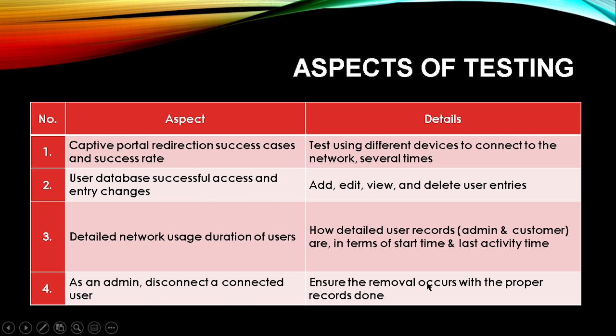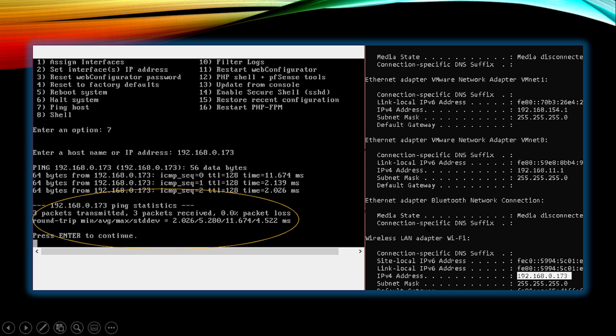To ensure the removal of user occurs with the proper records done, such that when a user is made to disconnect, they surely disconnect, not just in record, but in everything. They do not disconnect.